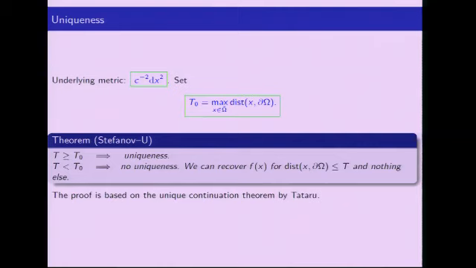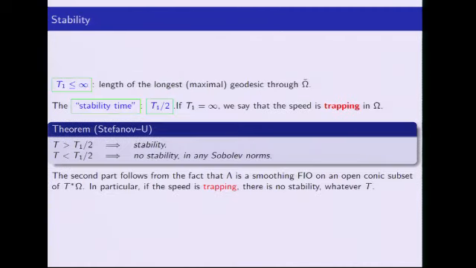So we define one time. There are two important times here. One is the diameter of the domain with respect to this metric. I defined this in the morning. I will come back to this again maybe tomorrow. And this determines the uniqueness time. And then there is the stability time.